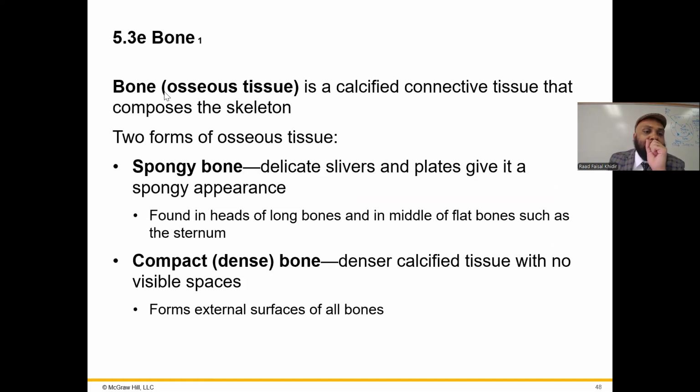Bone. Bone is an osseous tissue. It's calcified connective tissue that composes the skeleton. So the bone is like a mountain because it is a reservoir of minerals like phosphate salt and calcium salt, and that is important for mineral homeostasis.